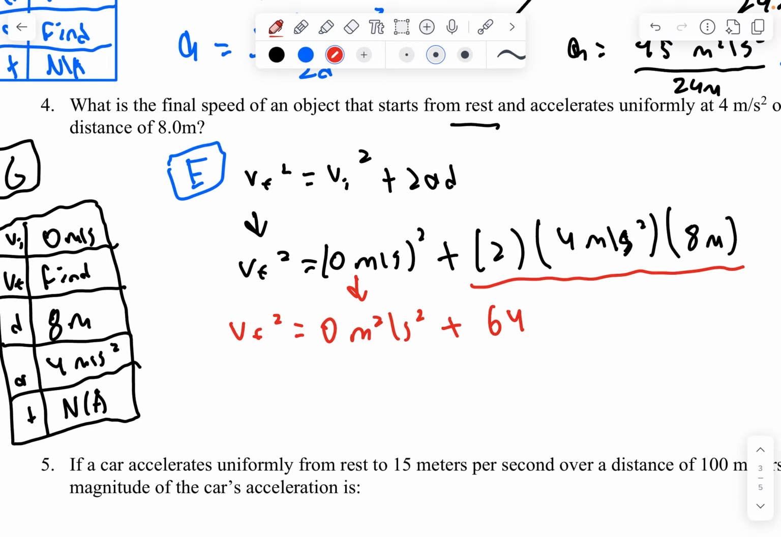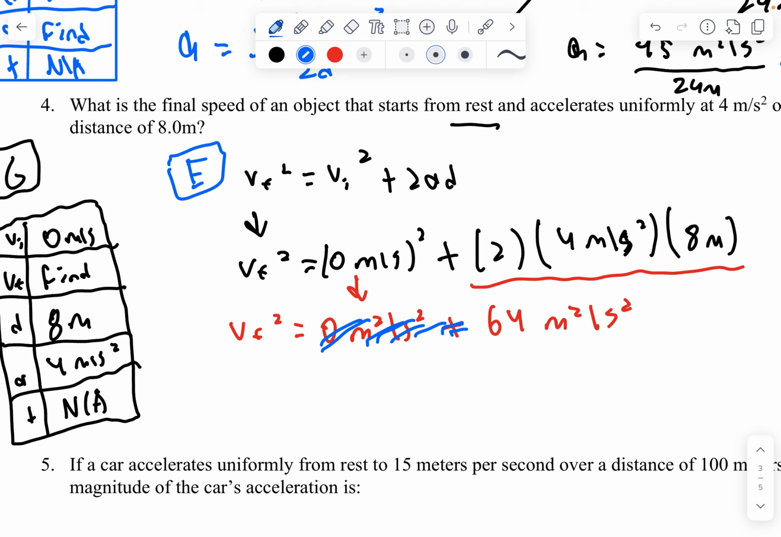And then what are the units? Well, we're doing meters times meters per second squared. And what's meters times meters per second squared? That's meters squared per second squared. But you've got to be careful, we have final velocity squared on the left, and we're trying to find velocity. But let's first simplify the right-hand side. Since they're the same units, you can just add the numbers. So 0 plus 64 is 64. So basically, this has no meaning.